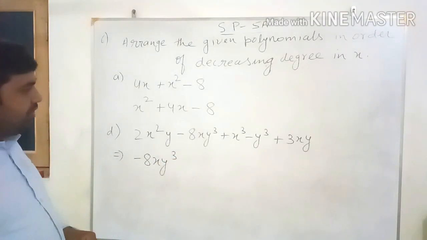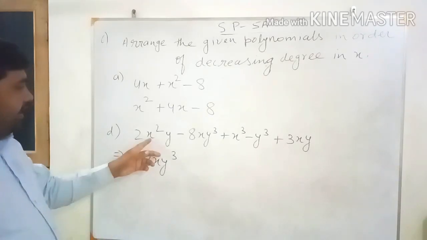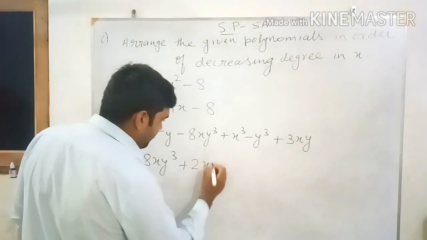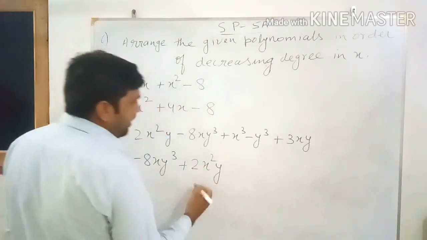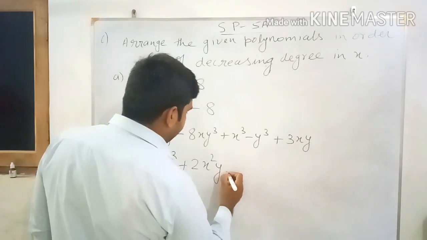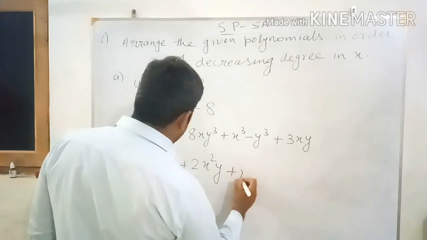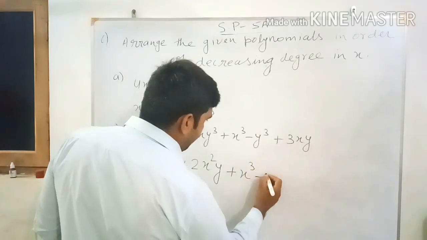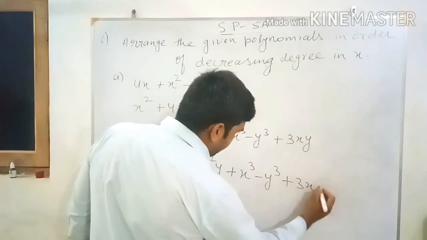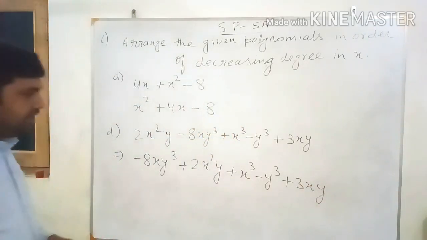Now the degree 3 term is what? You can write x square y, that is plus 2x square y. And after that you can write minus a plus x cube minus y cube plus 3xy. Now see, it is in the decreasing order.